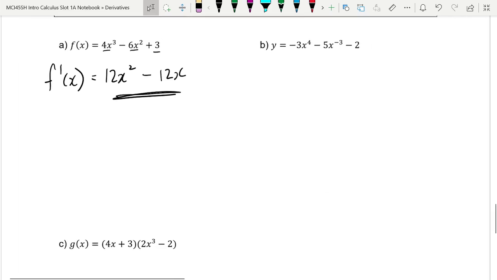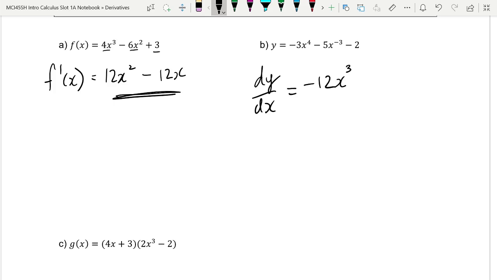Okay, so hopefully we understand that these rules greatly simplify our ability to find derivatives. Let's do this one. So let's do this one as dy by dx. The derivative of y with respect to x is negative 3 times 4, which is negative 12, x cubed. Careful here. Plus 15x to the negative 4, and of course plus 0. Okay, I'm going to simplify that one because I don't want a negative exponent in my answer.